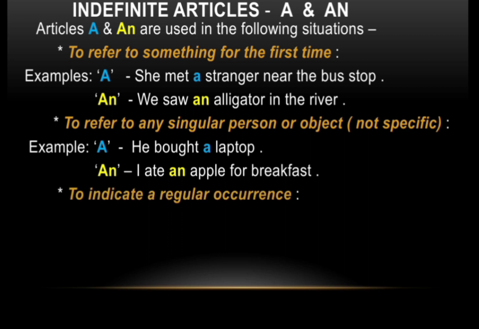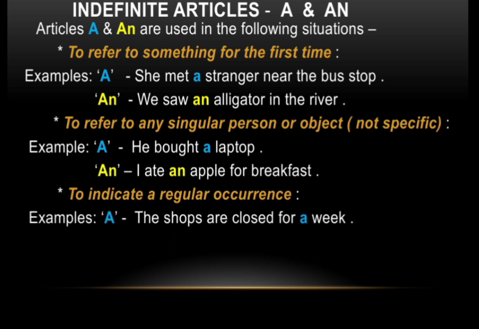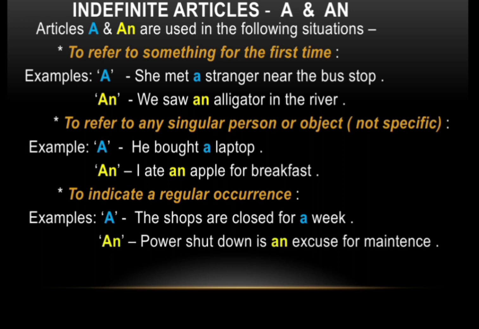The next one is to indicate a regular occurrence. Example: the shops are closed for a week. It is a regular thing, so it is mentioned there. And power shutdown is an excuse for maintenance. So excuse begins with e, and so an is used.